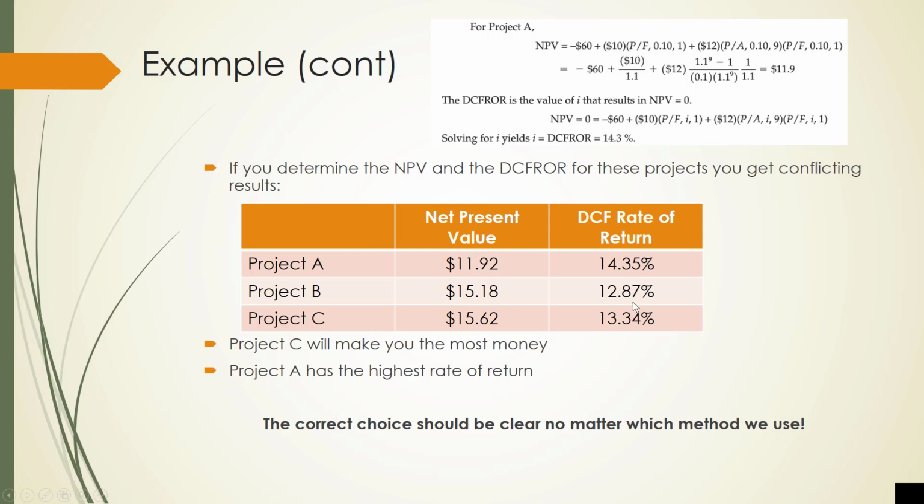But if I do rate of return analysis, Project A earns 14.35%, B only 12.87%, and C earns 13.34%. So A has the highest rate of return, so maybe that's the winner.